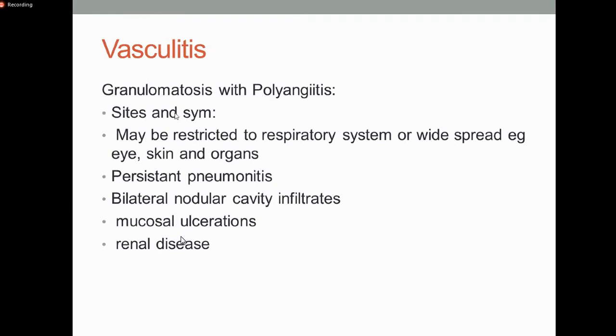Now the signs and symptoms and sites of involvement may be restricted to either the respiratory system or wide-spreading involvement of eye, skin, and other organs. There will be persistent pneumonitis, bilateral nodular cavitary infiltrates in the lungs if it's involving the lung, oral mucosal ulceration, and renal disease can be there.